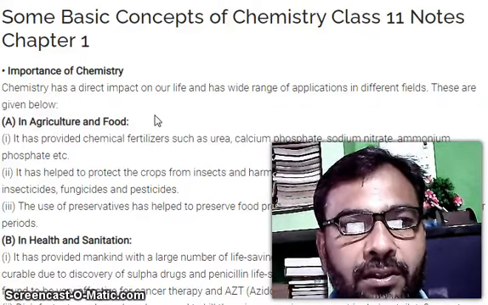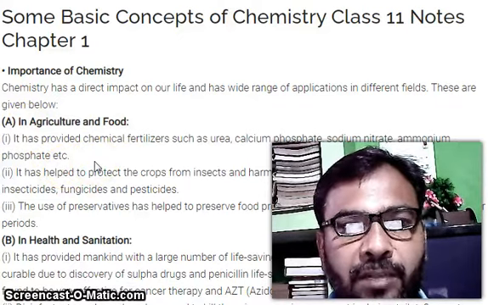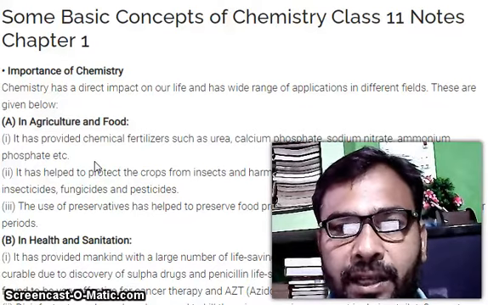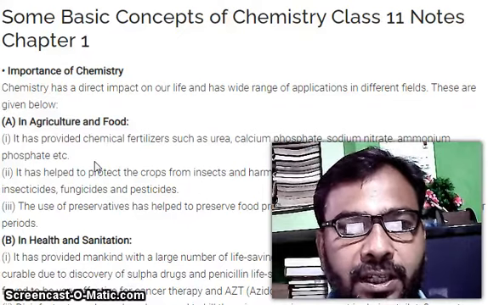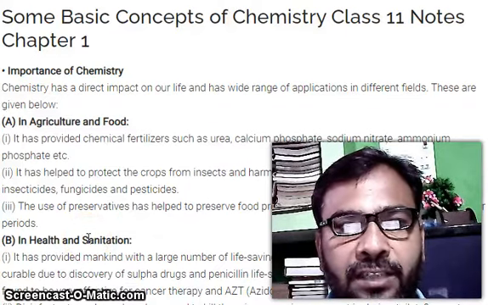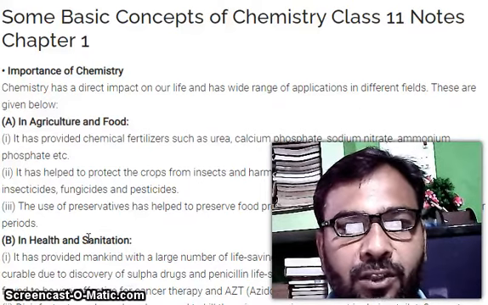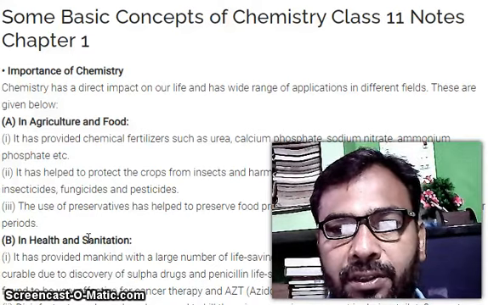These are like that. First, in agriculture and food, it has provided chemical fertilizers such as urea, calcium phosphate, sodium nitrate, ammonium phosphate. It has helped to protect the crop from insects and harmful bacteria by the use of certain effective insecticides, fungicides, and pesticides. The use of preservatives has helped to preserve food products like jam, butter, squashes for a longer period of time.